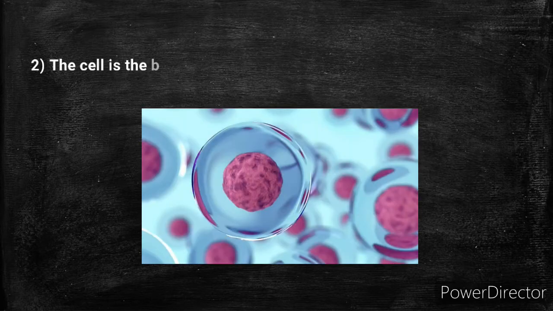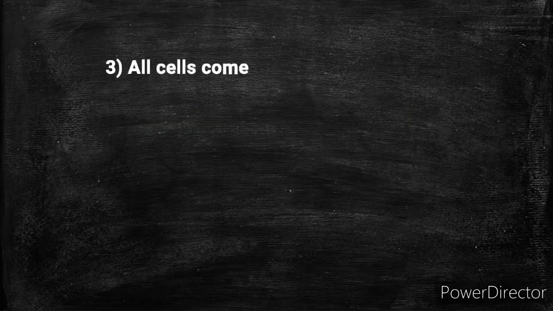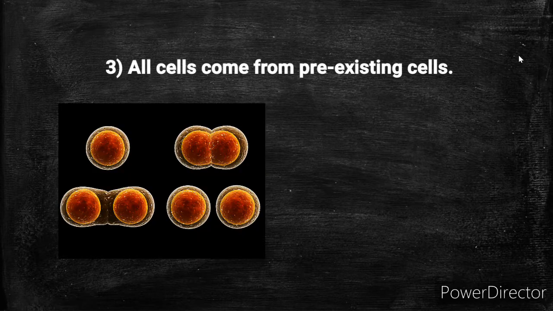Number two is that the cell is the basic unit of structure and organization of organisms. That means that the cell could carry out all biological functions without having to depend on other cells. The final one is that all cells come from pre-existing cells. This happens during cell division.